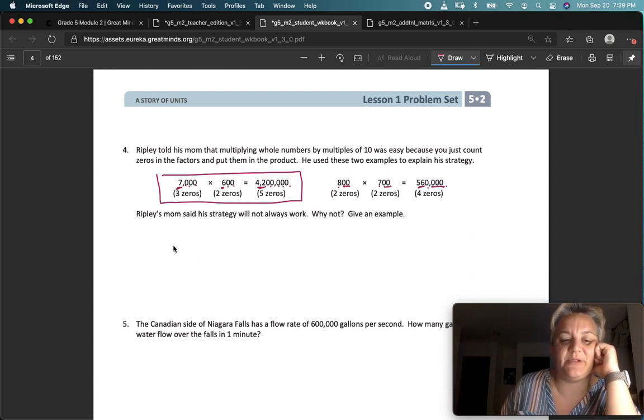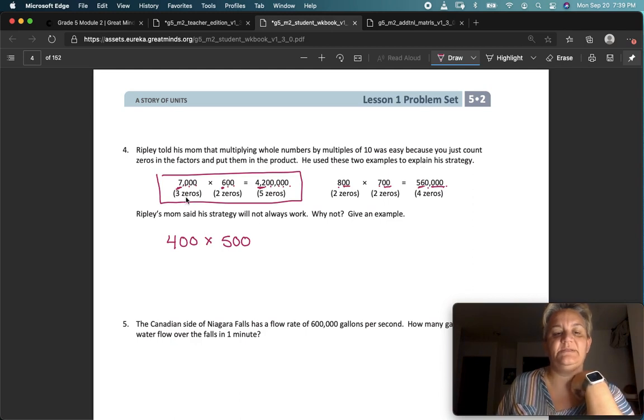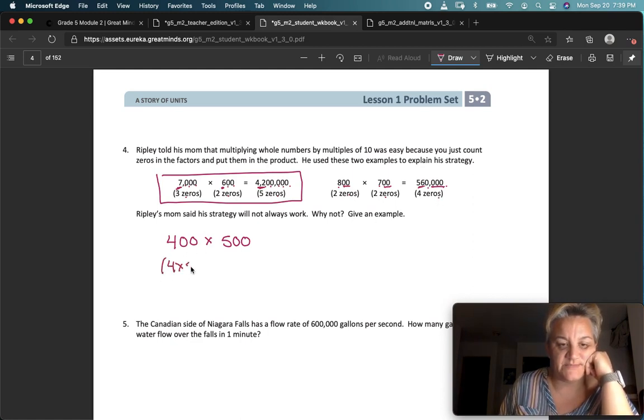Okay, I'm going to give you the example of 400 times 500. Why would that not work in the same way? Right? Because 3 zeros plus 2 zeros equals 5 zeros. 2 zeros plus 2 zeros equals 4 zeros. Well, let's try this one. 4 times 5 times 100 times 100, right? So I still see those 4 zeros there, would equal 10,000 on that side, so that's still 4 zeros.